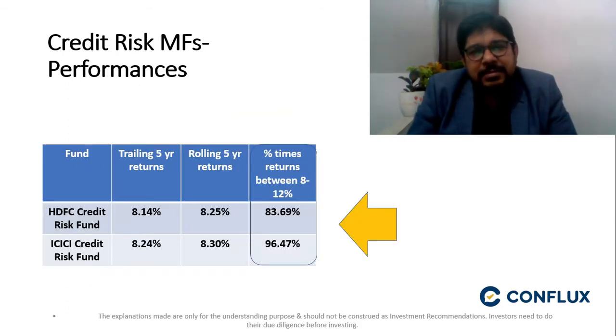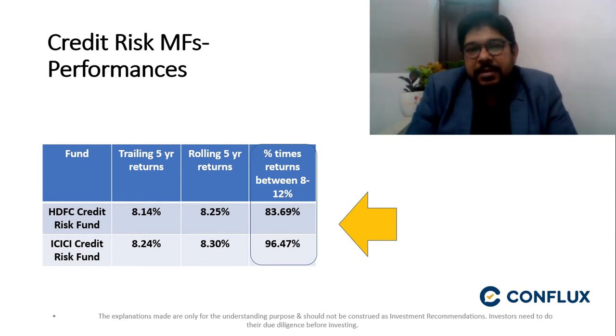This category is still evolving, and 10-year data is still not very much available in the public domain. So I have stuck to the 5-year data point, which is still a good reference point. Both these underlying papers floated by HDFC Credit Risk and ICICI Credit Risk have delivered 8% in excess of returns on a 5-year average, 8.25 and 8.30 to be precise.